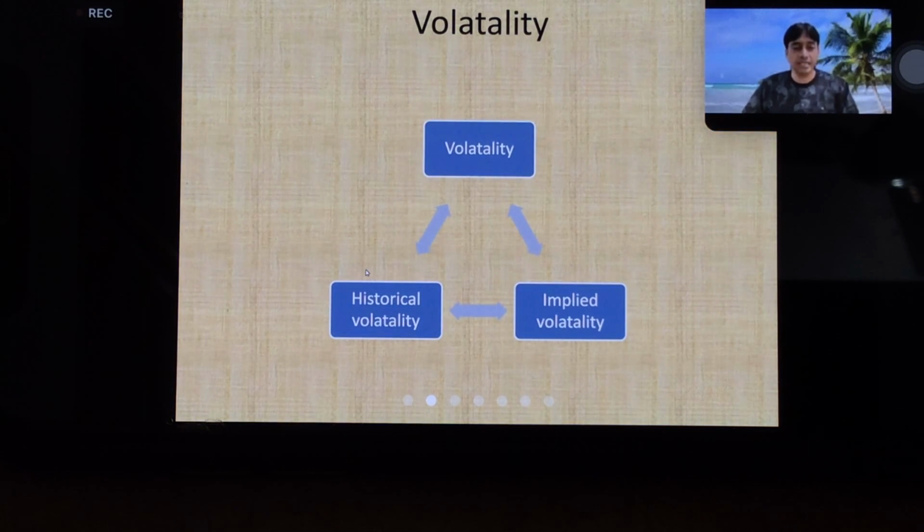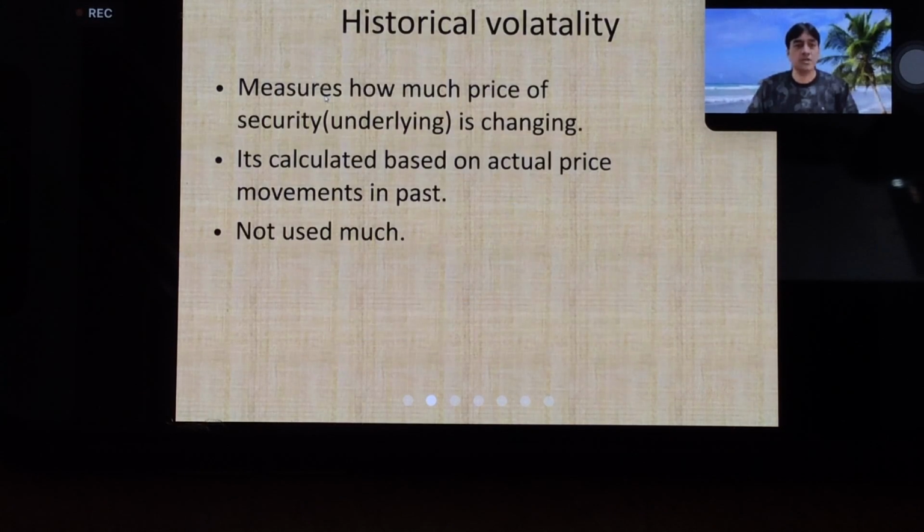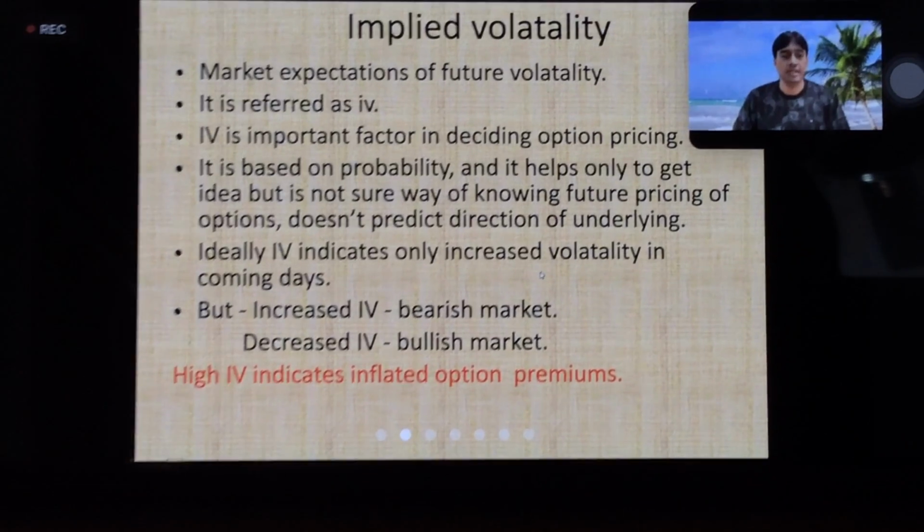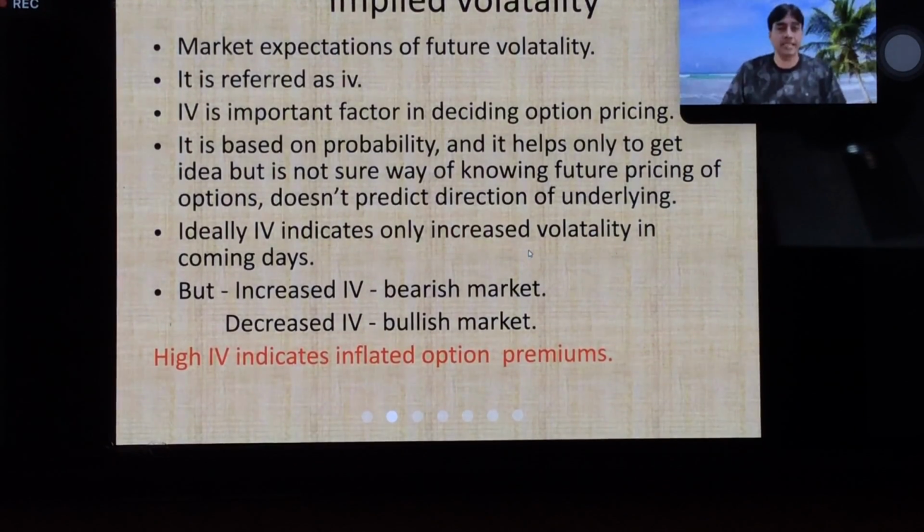Next is volatility. There are two types of volatilities: historical volatility and implied volatility. Historical volatility measures how much the price of the underlying is changing. It is calculated based on actual price movement in the past, and it is not much used, so we won't go into details of that. Market expectation of future volatility is implied volatility. It is referred to as IV.